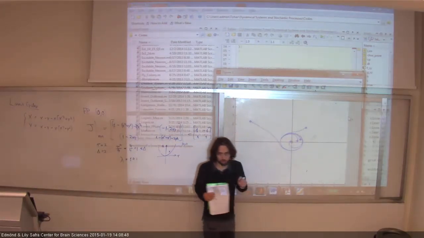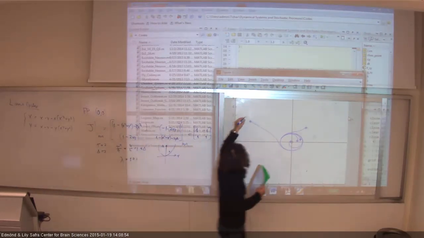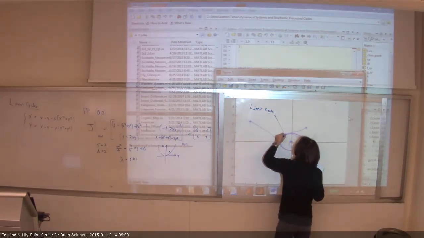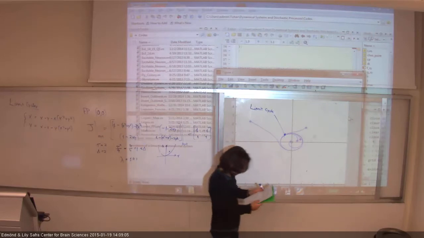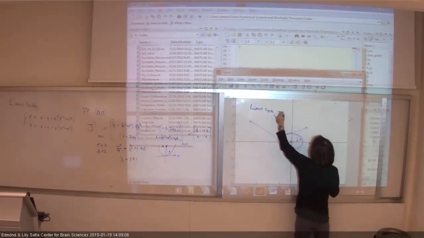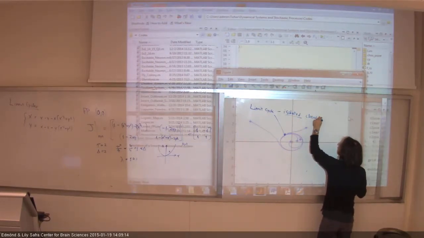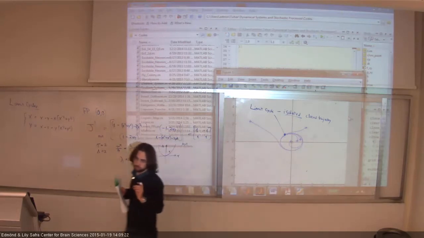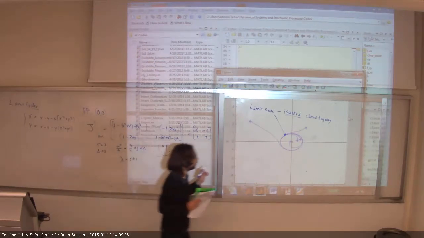Okay, so this is a special form of oscillations that is called a limit cycle. Okay, and the definition of a limit cycle is an isolated closed trajectory. So this means that there are no neighboring closed orbits like we had with the center.